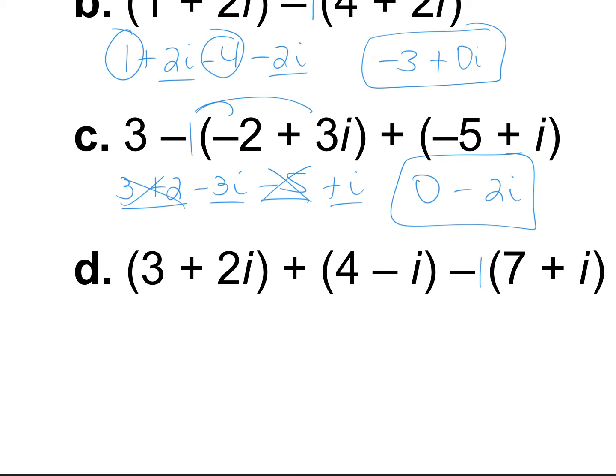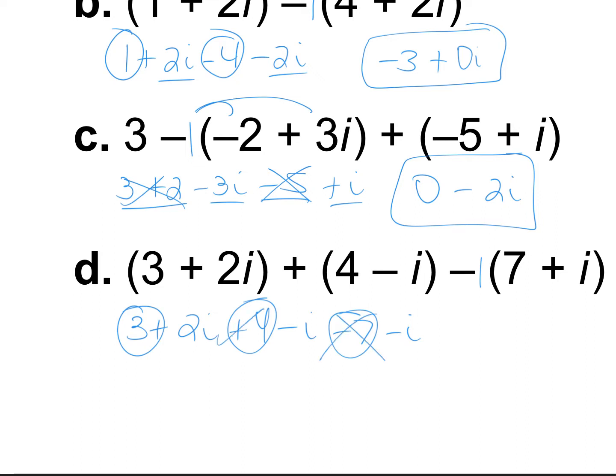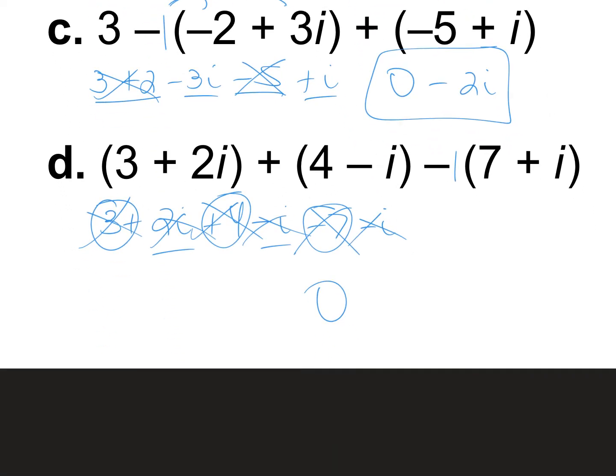Here, again, we have to distribute this -1. So it's 3 plus 2i plus 4 minus i minus 7 minus i. Real with real, guys. 3 plus 4 minus 7. Cancels, okay. What's 2i minus 1i? 2i minus 1i. i minus i is? Everything cancels. It's 0. It's okay. So this could also be written as 0 plus 0i, right? If they asked you for that. But it's just 0, no big deal.